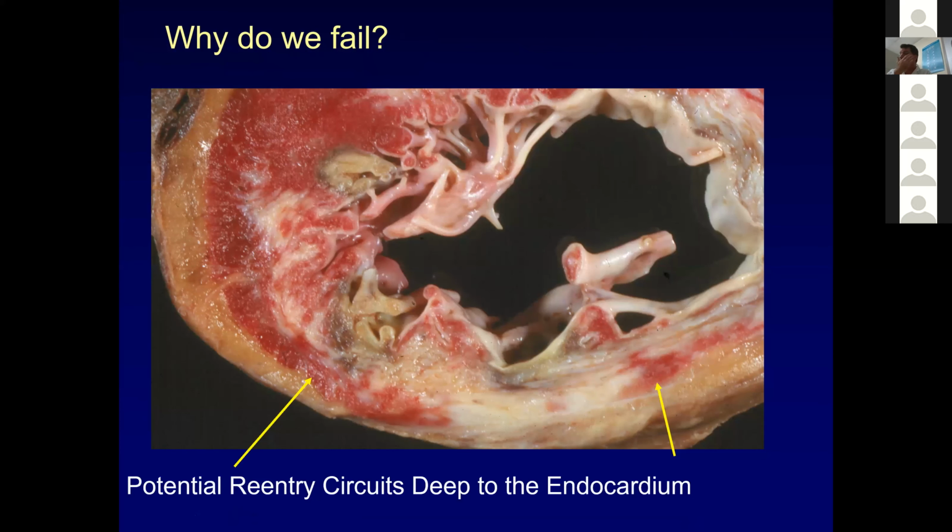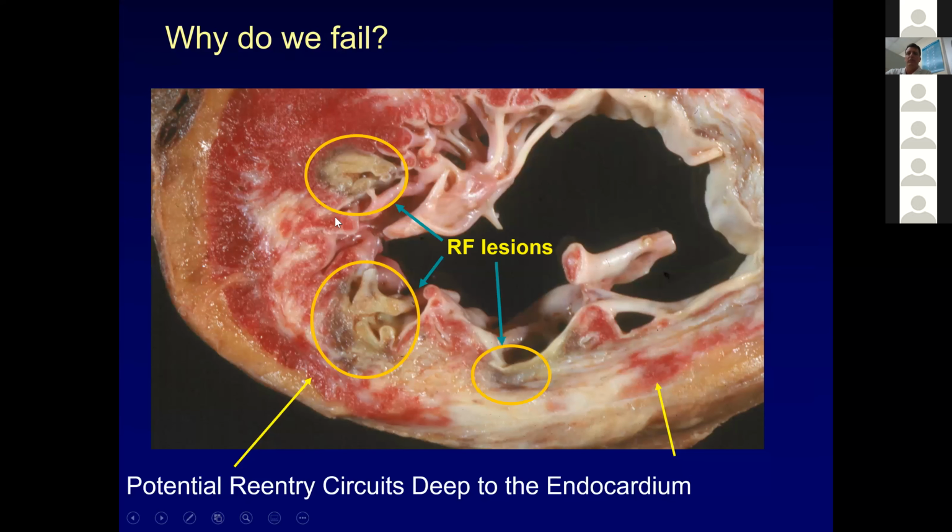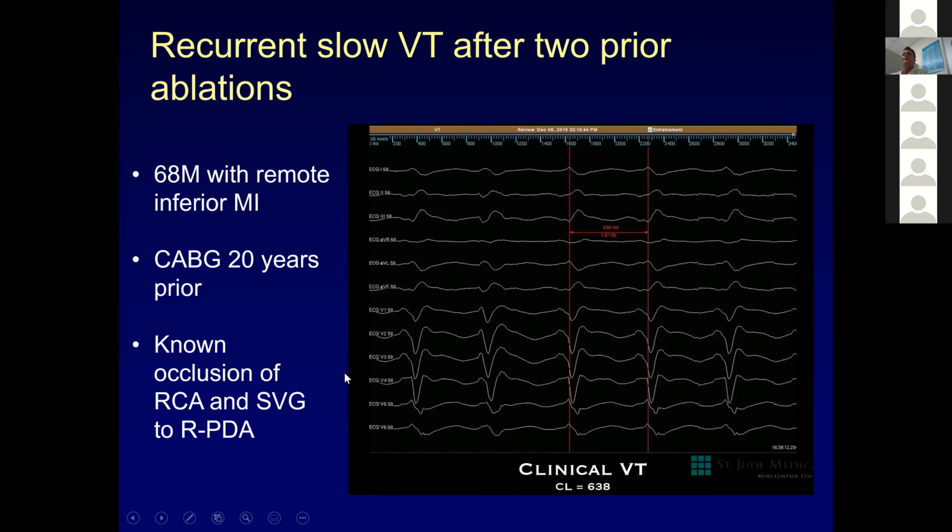Why do we fail? This is a slide I think most trainees who've come out of the Brigham have. This is a patient that Dr. Stevenson took care of when he was there, who underwent ablation and then ultimately transplantation. The heart was explanted, and this was a patient who continued to have VT, and these are the ablation lesions here. And there was presumably an area of reentry involving this sort of mid-myocardial scar here. And so can imaging be helpful?